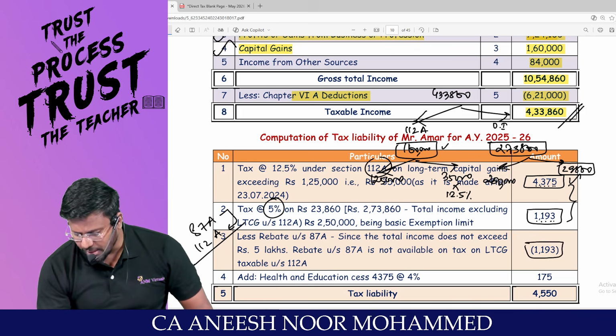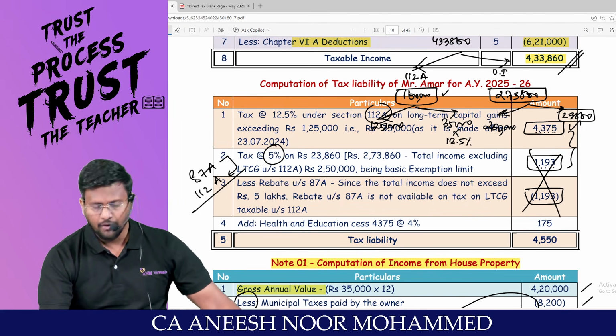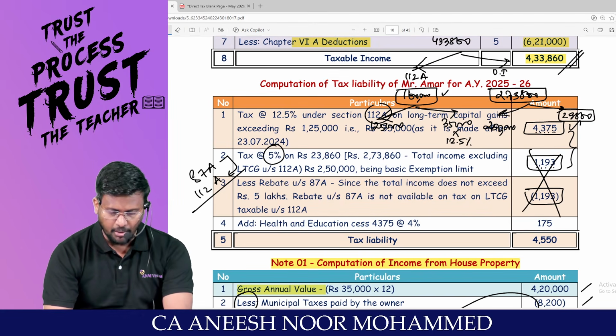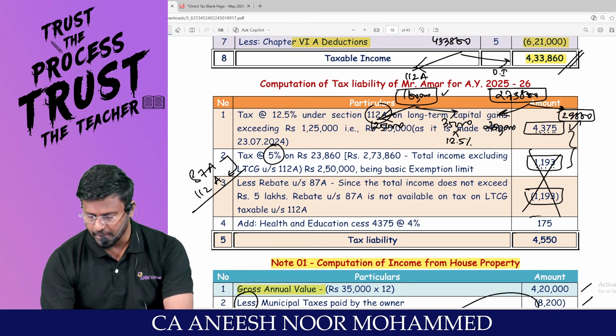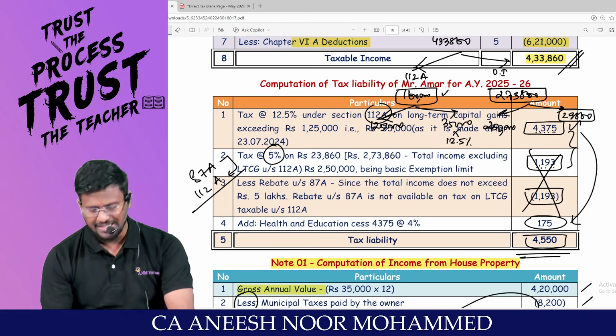Against that, you can claim the 87A rebate. Sir, that means this will become knocked off. 4375 will be ultimately payable. So 4375 into 4% comes to 175. You will be getting 4550 as a tax liability.